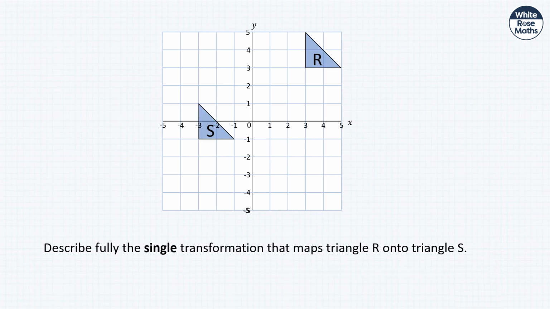Describe fully the transformation that maps triangle R onto triangle S. So it's a translation, R onto S. We're going 1, 2, 3, 4, 5, 6, so minus 6, then 1, 2, 3, 4. So translation with vector minus 6, minus 4.